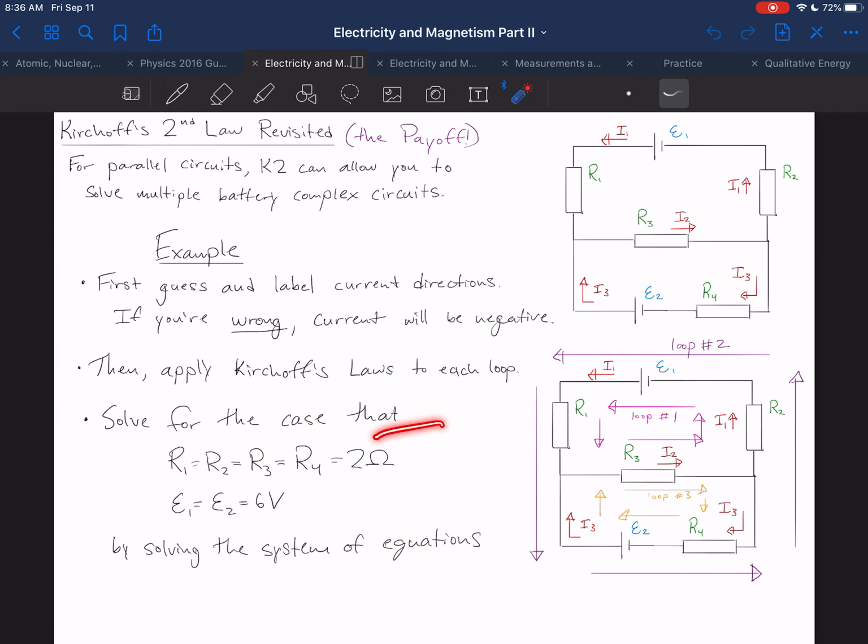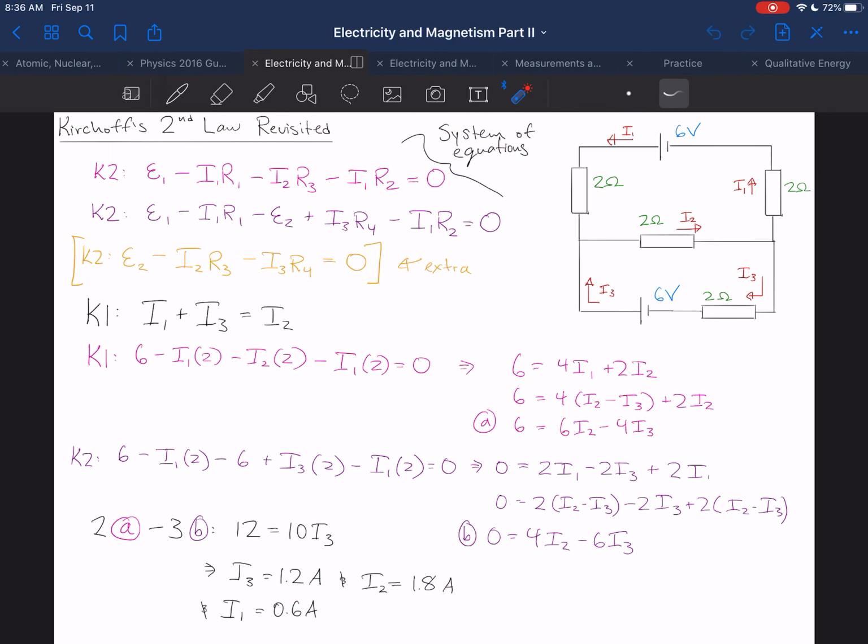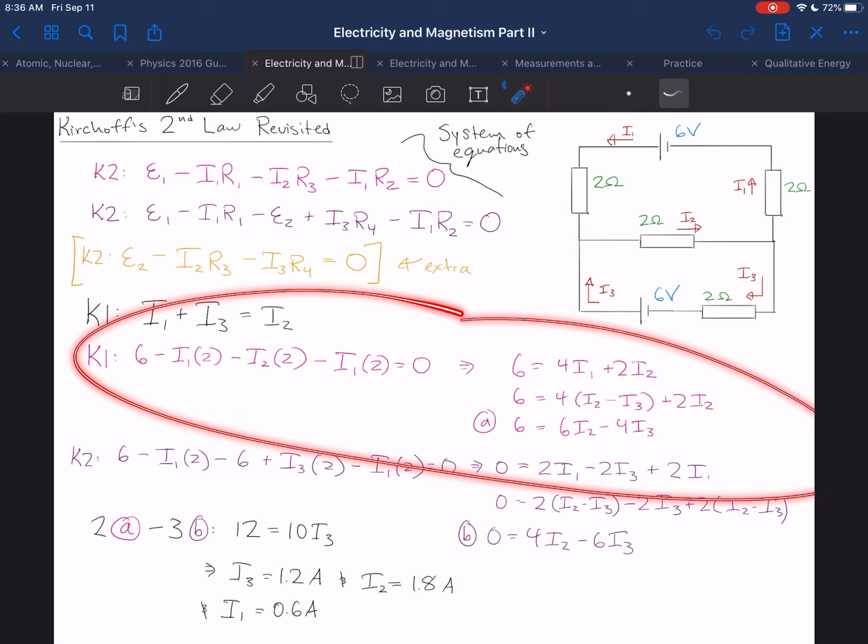By the way, you'll notice that these values are chosen to make the set of equations a little simpler to solve. This is an expected math skill for this class, but it's not our point of emphasis. If we were using arbitrary resistances and arbitrary EMFs here, so not ones that are identical, it just gets like lots of algebra. So we'll look at this particular example.